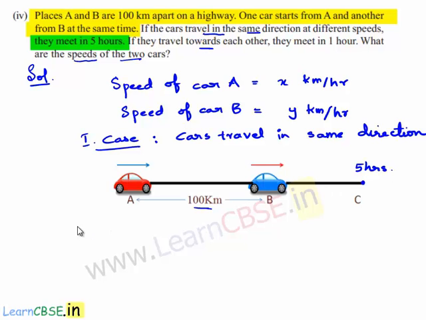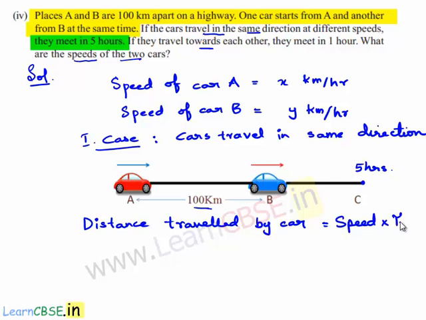So let us calculate the distance traveled by car A. Distance traveled by car A is equal to, we know that distance is equal to speed multiplied by time. We have assumed that the car A speed is x kilometers per hour and the time taken is 5 hours.